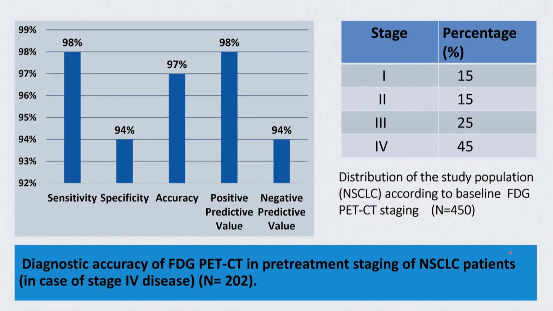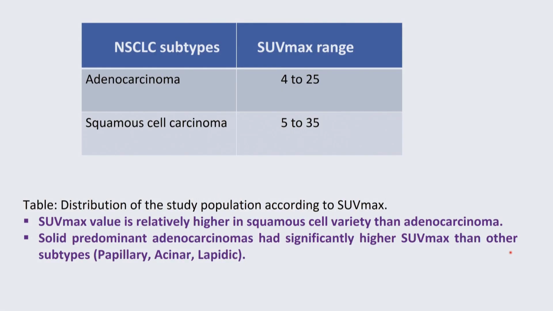And in some of our previous research, a multicenter study for lung cancer, we showed that the treatment plan changed in 40% of the study patients after baseline PET-CT scan, including thoracotomy. And PET-CT scan revealed 98% sensitivity, 94% specificity, 97% accuracy, and 98% positive predictive value in pre-treatment staging of non-small cell lung cancer patients with stage 4 disease. And SUVmax value was relatively higher in squamous cell variety than adenocarcinoma.